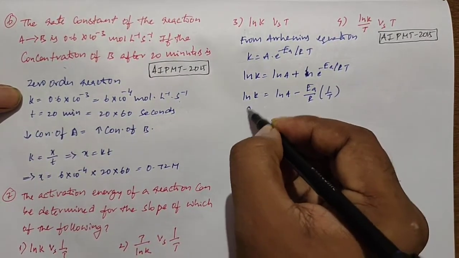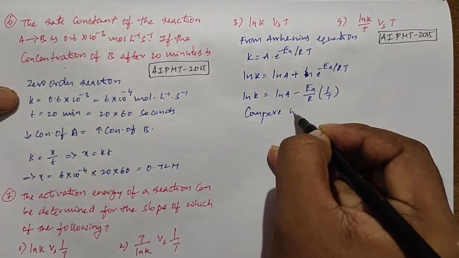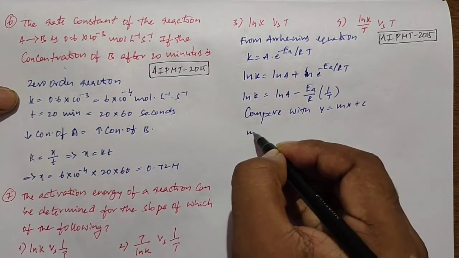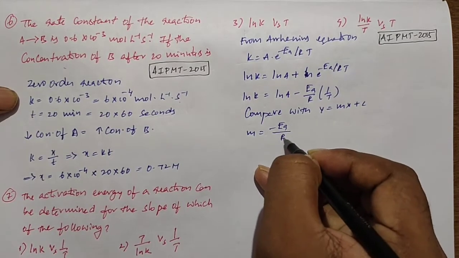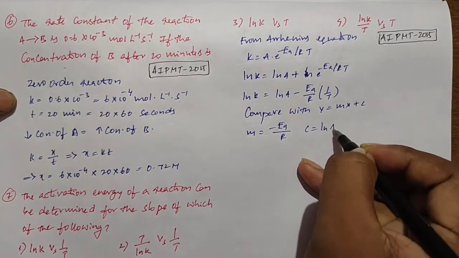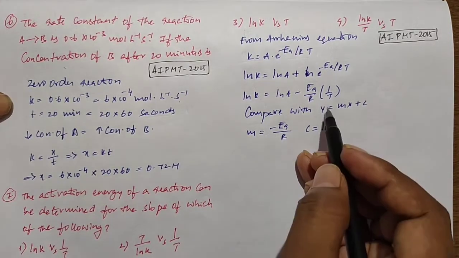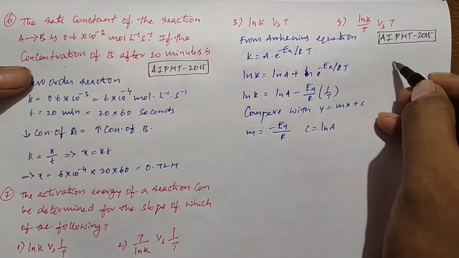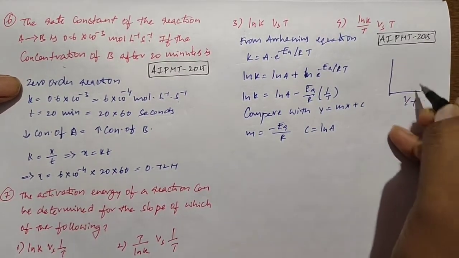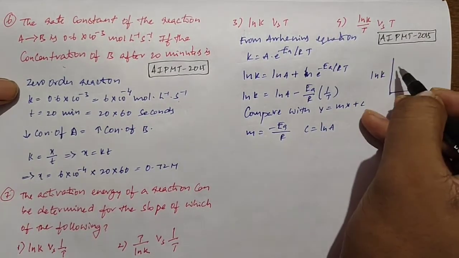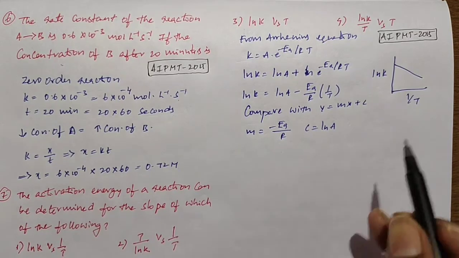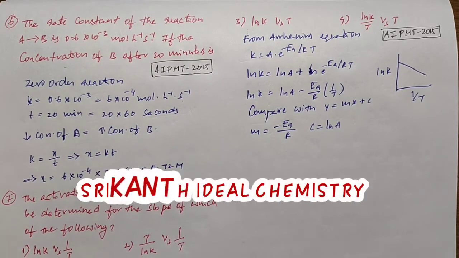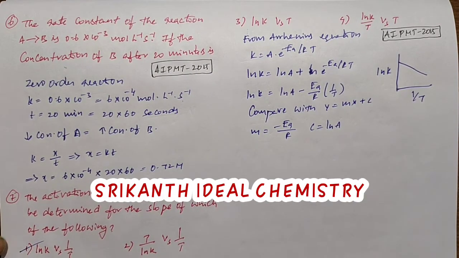Comparing with y is equal to mx plus c, we get slope m is equal to minus Ea by R, and intercept c is equal to ln A. Here in place of y we have ln k, and in place of x we have 1 by T. So when you draw the graph between 1 by T and ln k, we get a straight line with a negative slope. So when you draw the graph between ln k and 1 by T, we can find the value of activation energy. So our answer is the first option.